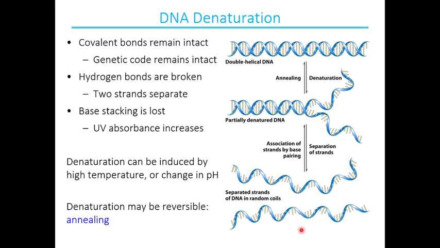Denaturation may be reversible. So, if you denature a double-stranded DNA or an RNA and form two separate strands, and then cool the strands, they can come together to form the original double helical DNA. And this process is called annealing.